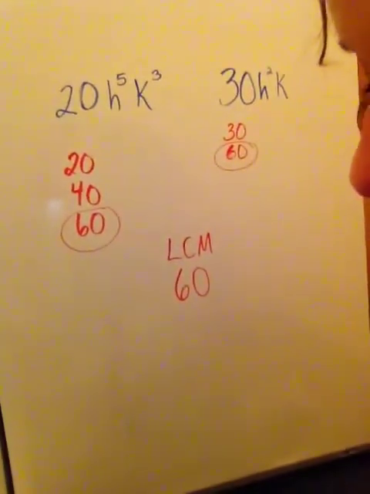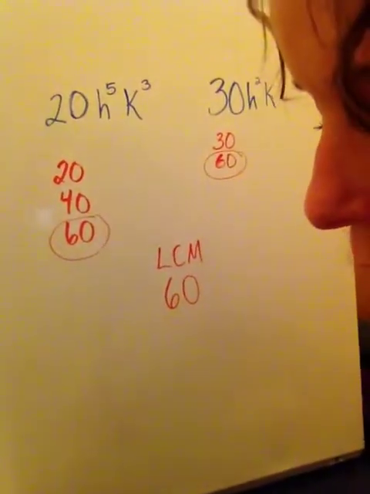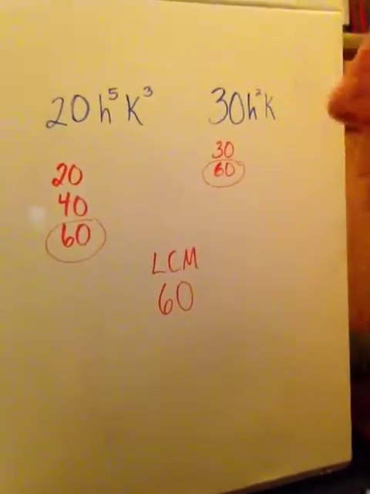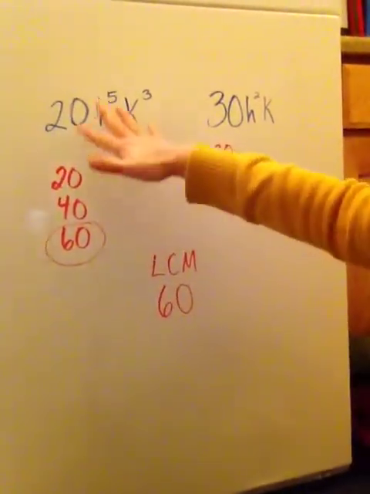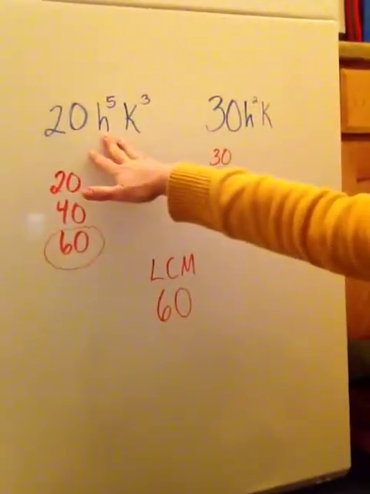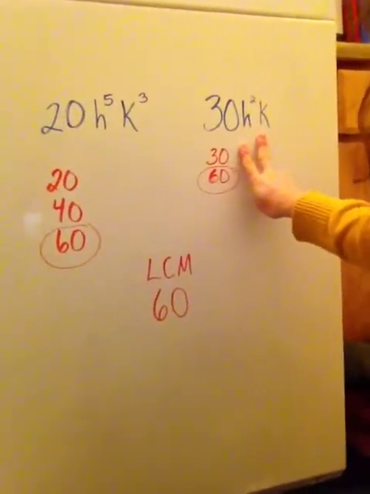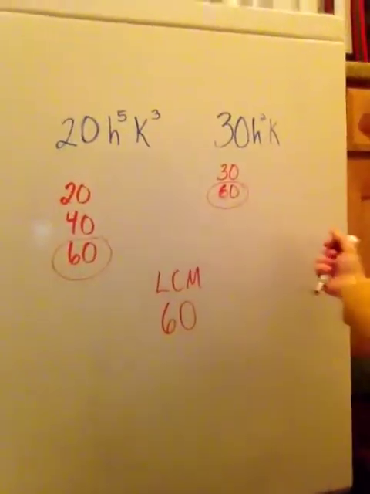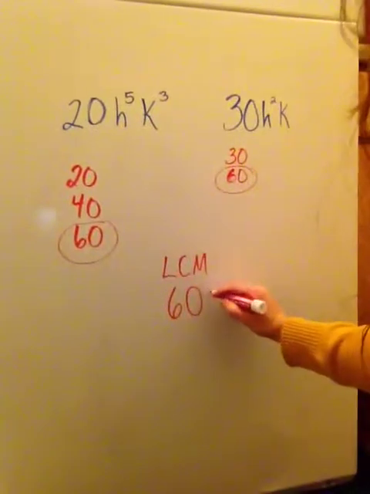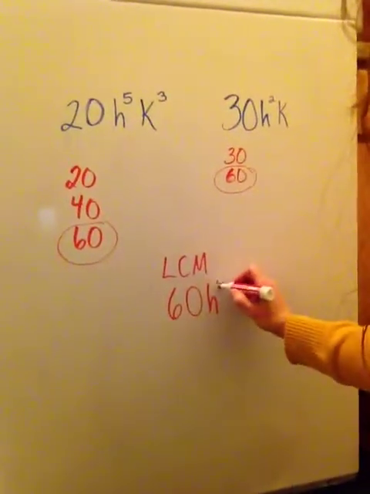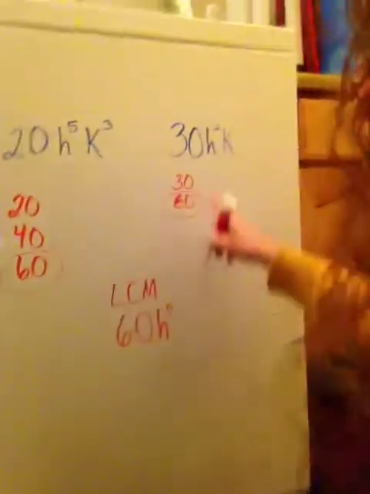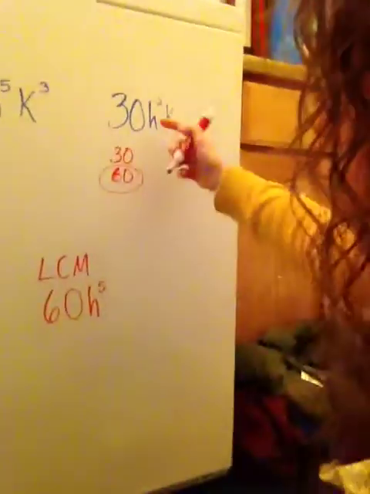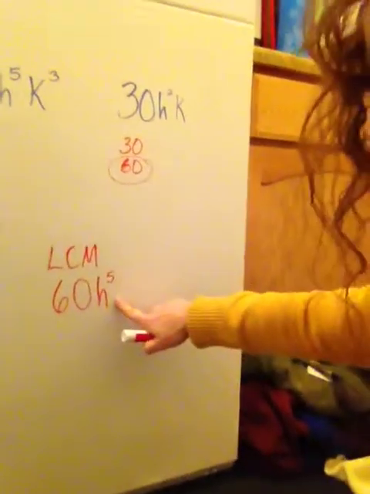And now I've got to, like I said, include the maximum amount of variables from each of them. So this one has 5 H's, excuse me, and this one has 2. So in my least common multiple, remember you're multiplying, this number is getting bigger. So I've got to include 5 H's. So this one will include, because I can multiply this one by 3 more to make the 5.